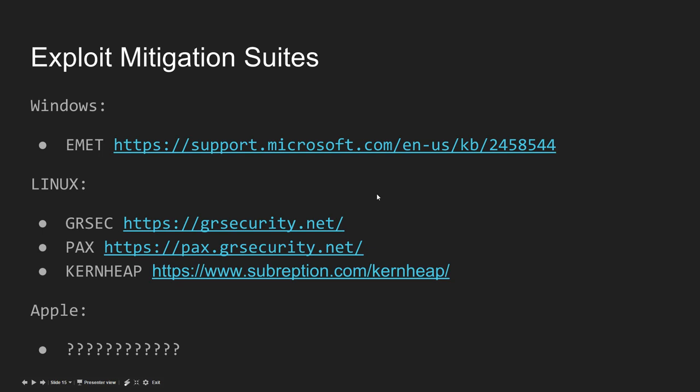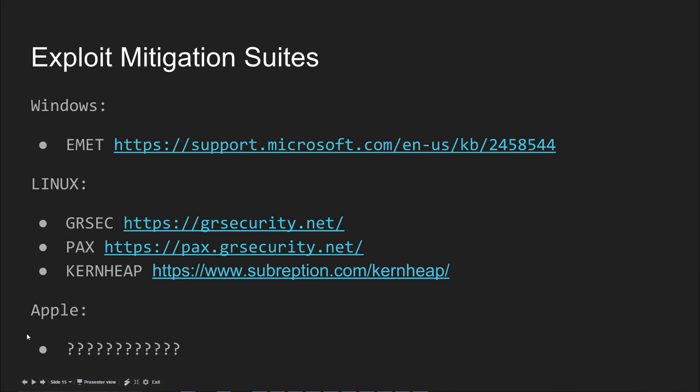So now let's talk about exploit mitigation suites, because this is what adds on to that additional security of enforcing everything. You can then force even stricter policies and exploit mitigations with these suites. Windows has EMET, which stands for Enhanced Mitigation Experience Toolkit, and can be found at this following link. Linux has GRSec, PAX, and kern heap patch sets that can be compiled into the kernel. If you have the kernel headers and sources, you can recompile your kernel at any time with these, and then reboot or kexec that given kernel to implement these new mitigations.